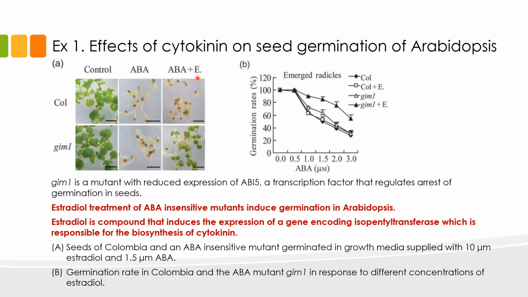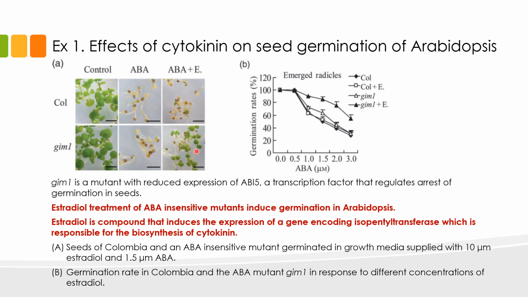of cytokinin. Now, if we examine this panel, we can see that both Columbia and GIM1 germinated in the plain media. But when treated with ABA, which is a germination inhibitor, we can see that germination slowed down. When treated with ABA plus estradiol, we can see positive effects on the germination of both Columbia and GIM1, as indicated by the green cotyledons here and also in this panel.